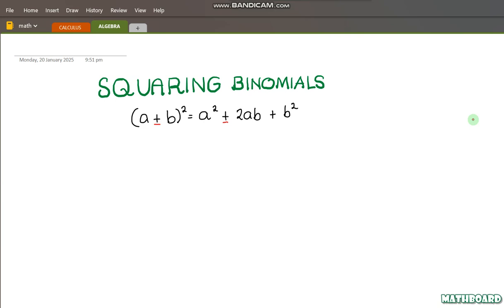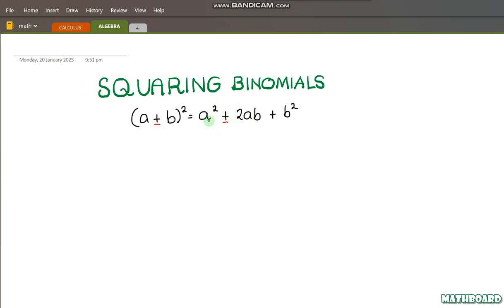In this video, we're going to talk about how to square binomials. Recall that to square binomials, we just use this formula. We have (a plus or minus b) quantity squared is just a squared plus or minus 2ab plus b squared. So if the sign is addition, all of the terms are positive. But if we have a minus sign here, the middle term is negative.